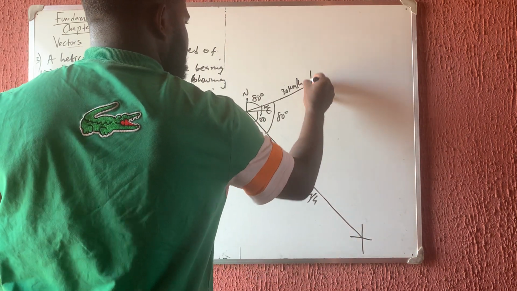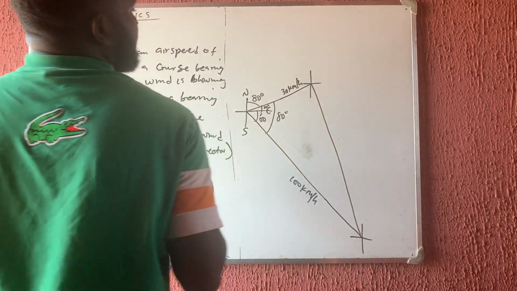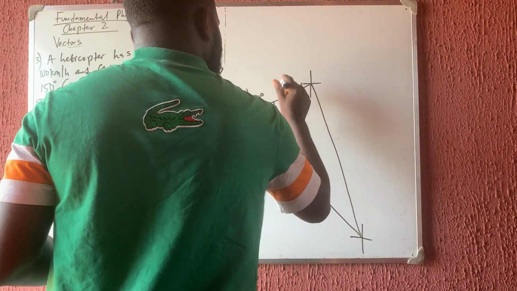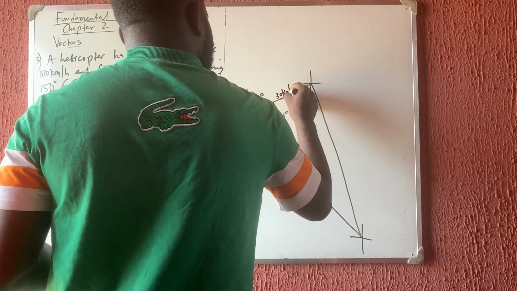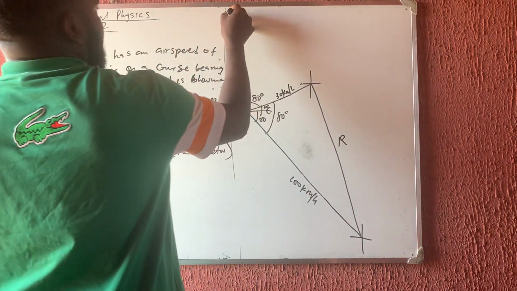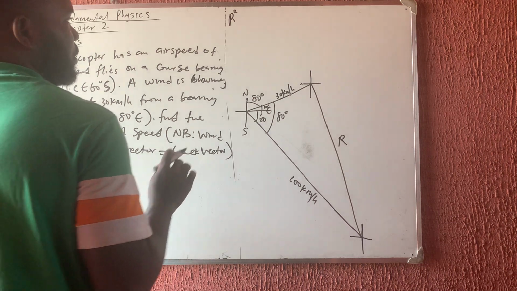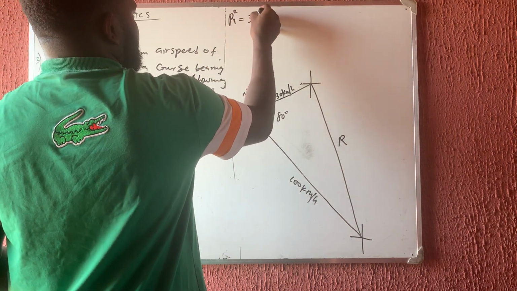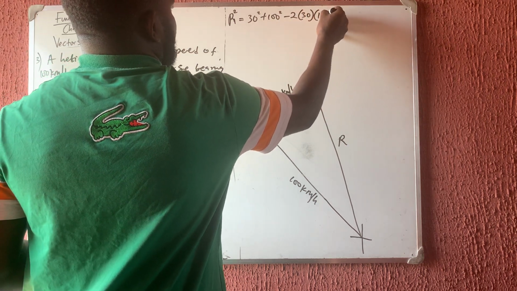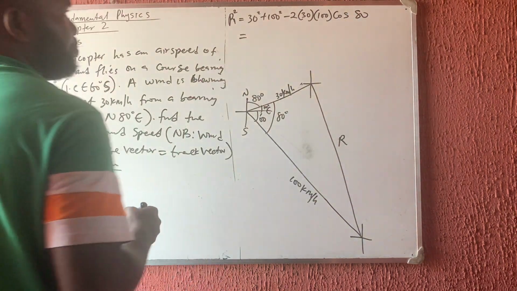Then this one, let me cut it here, so that it will join from here to here. Aha. This is perfect. Okay. Let me write this here. 30 kilometer per hour. Now, this is their resultant. To get their resultant r, I'll have that r squared according to cosine rule. So I have that r squared is equal to what? 30 squared plus 100 squared minus 2 times the same 30 times the same 100, then cos that angle facing it, cos 80.